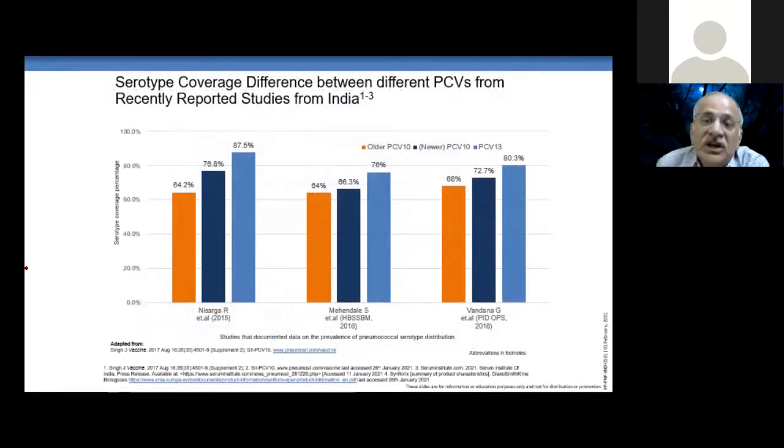This is a chart which is shown by the PCV13 makers to all of you, which says that if you compare between PCV13, the new PCV10, and the older PCV10, the difference is 87%, 76%. So 11% difference. 66, 78, again around 12% with the new PCV. And if you compare with the older PCV, it's almost 12, 13%. Here it's almost 13%. So these are the studies which are generally little smaller studies.